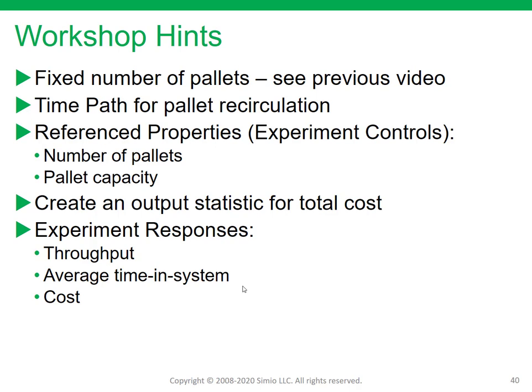So as I mentioned, reference properties: we have two decision variables, the number of pallets and the pallet capacities. We want each of those to be a reference property so that they then become experimental controls. Next, we want to create an output statistic for total cost.